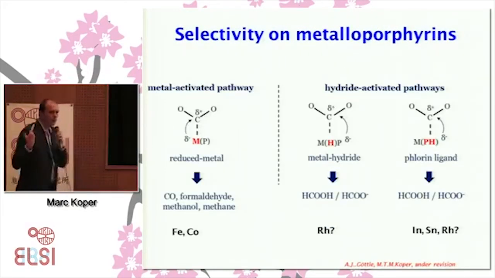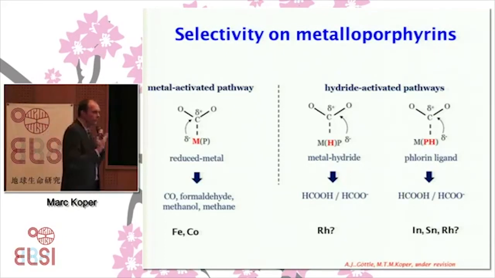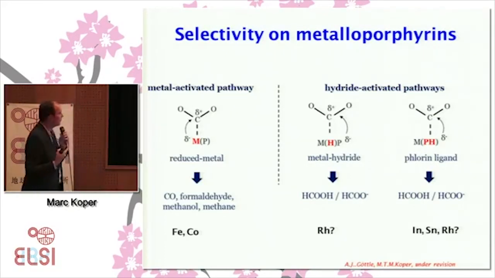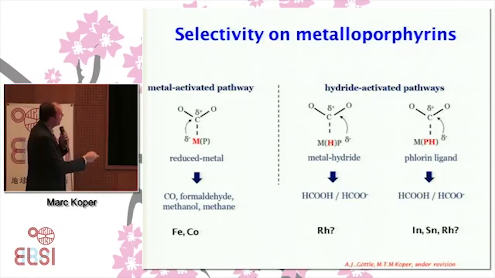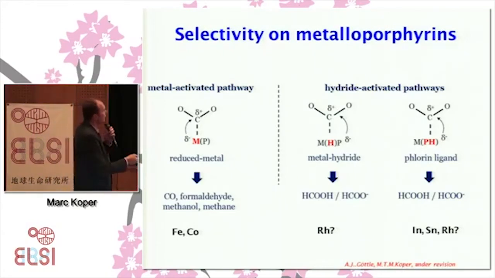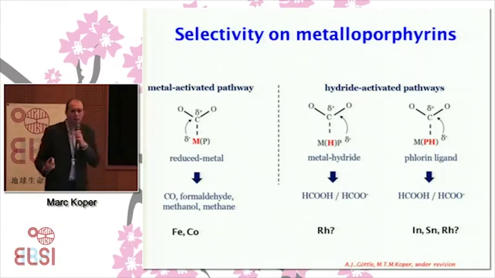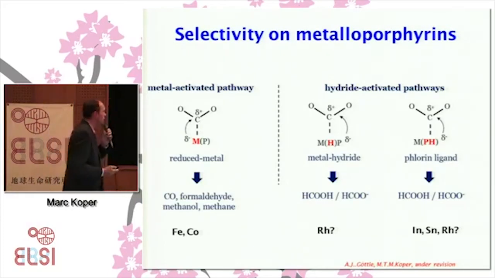So our idea of how the selectivity of this reaction is determined is a little bit different from some of the ideas that exist in the literature, and we think it is really the nature of this nucleophilic attack that you have after you've reduced the catalyst that determines the product that you make. If the electron density is located on the metal center, you will bind through the carbon and you will make CO. If the electron density generates a hydride intermediate, that hydride will attack the carbon and you will make formate.